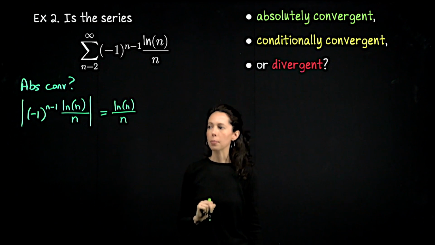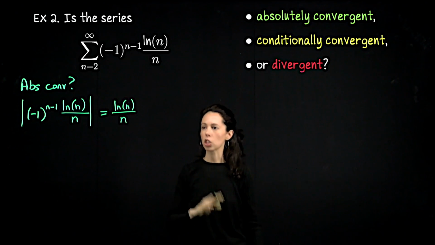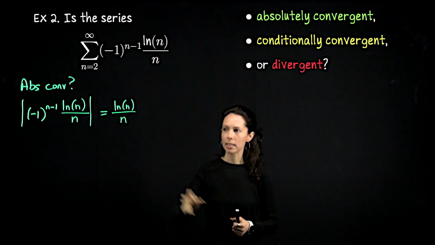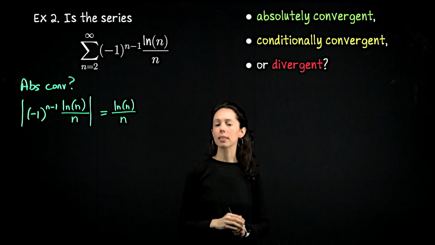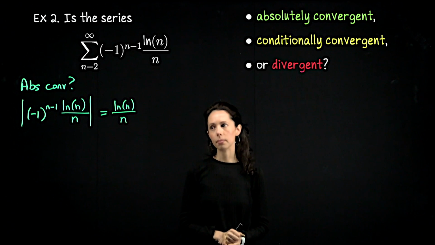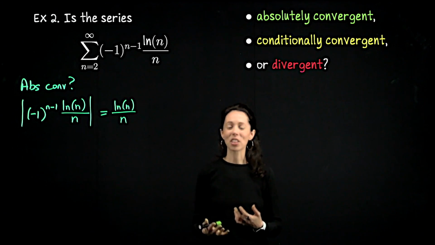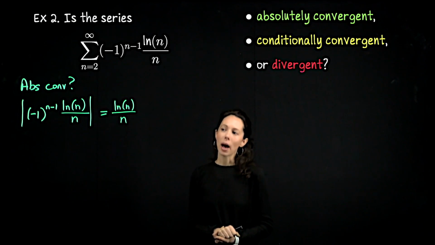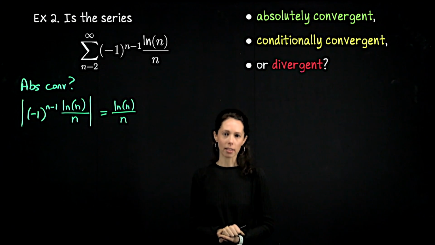So the absolute value of our series terms is just natural log of n over n. So the question now is if I take these terms and I stick them in a series, would it converge? And for that, you have to start thinking of other tests because this isn't a p-series or anything like that. My mind would go to a comparison test.